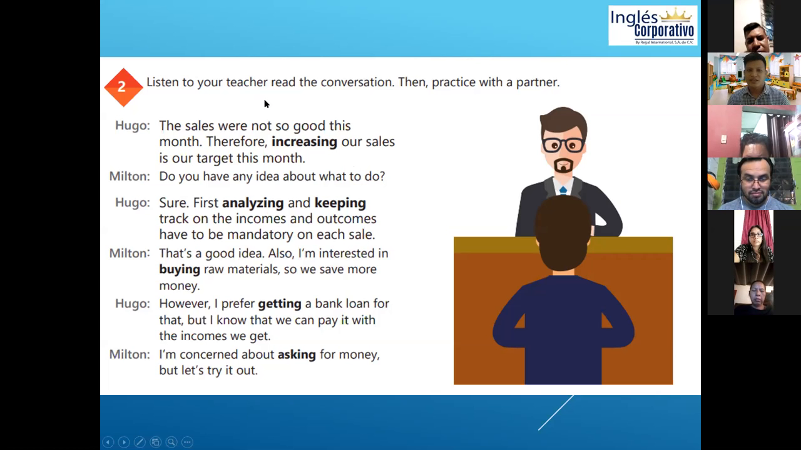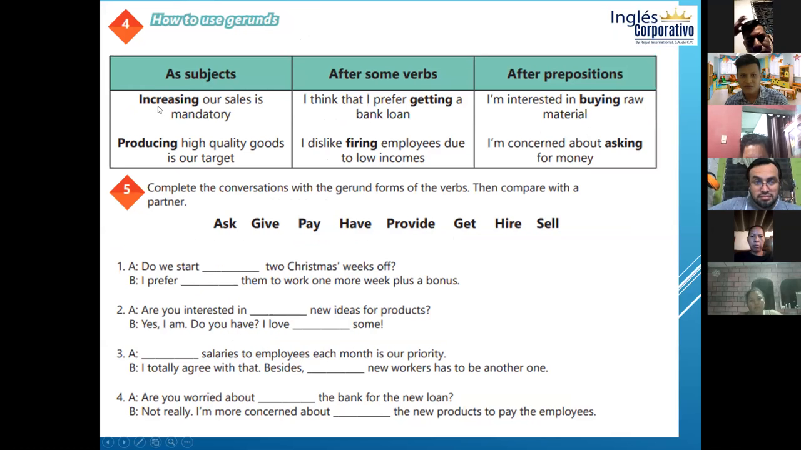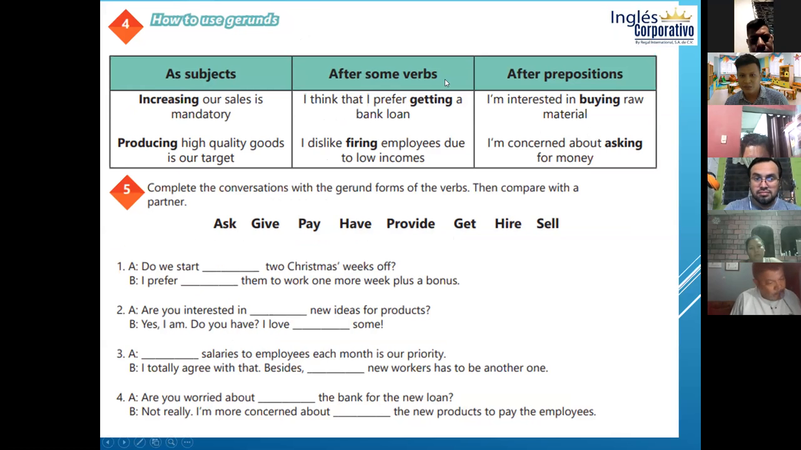Basically, we read this conversation with our partner, and that was a good activity for us. But right now, we're gonna jump to the next activity, right? We need to see if we really understand how to use the gerunds. ¿Cómo utilizar el gerund? Okay, as a subject, we get it this. After some verbs, después de algunos verbos como prefer, ¿qué otro verbo dijimos que íbamos a utilizar el los, que le precedía with ing?